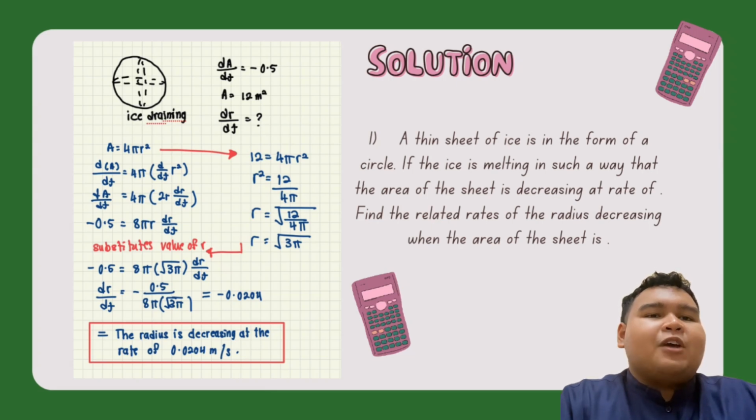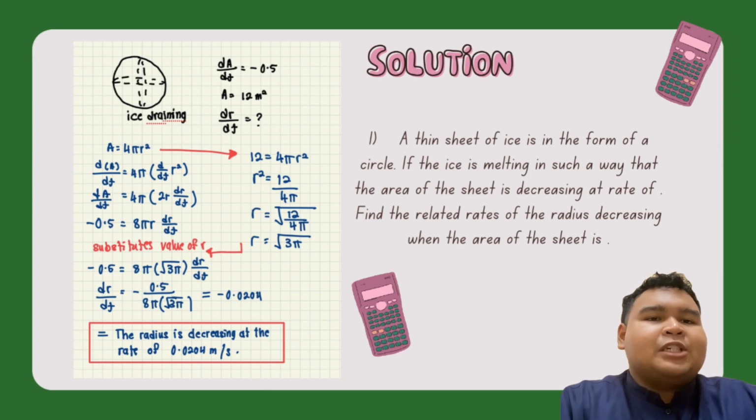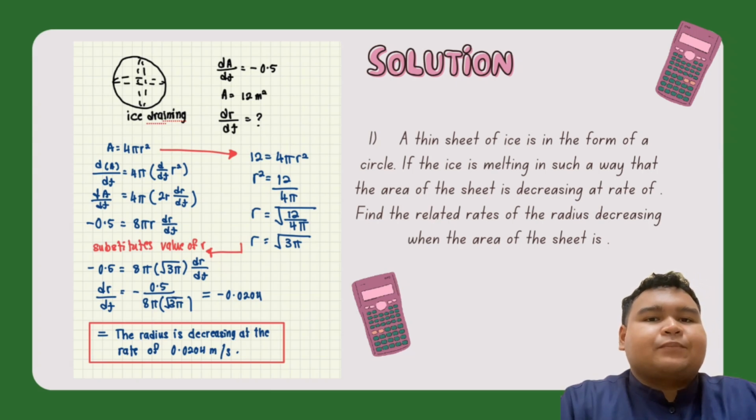Next step is to identify the formula that we want to use. In this case, we are going to use the area of sphere formula, which is A equals 4 pi r square. Next, we differentiate both sides, and it's going to be dA/dt equals 4 pi times 2r dr/dt.